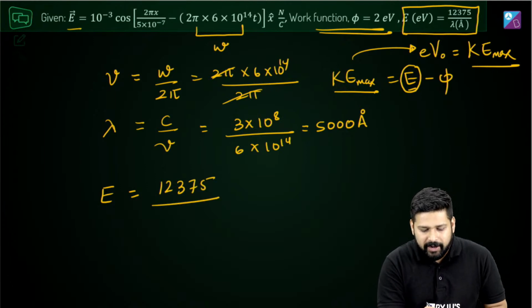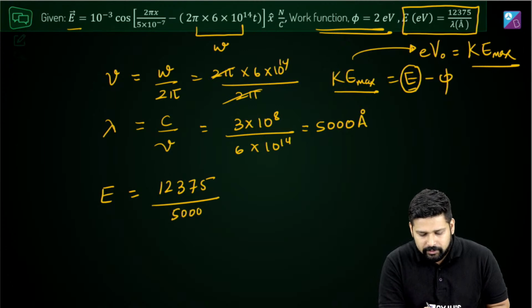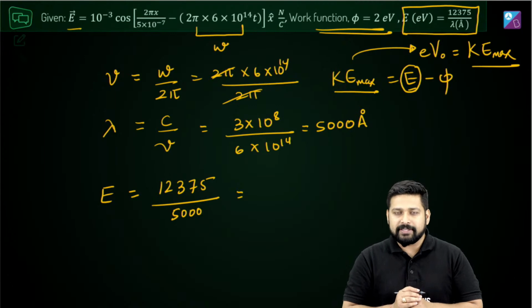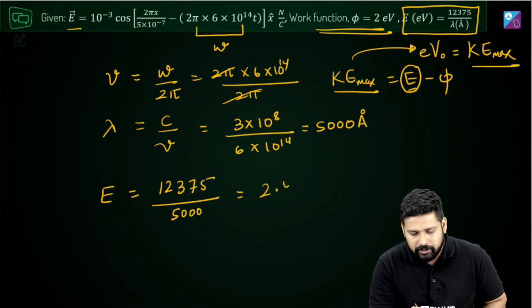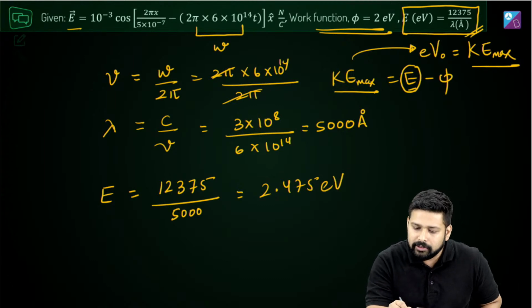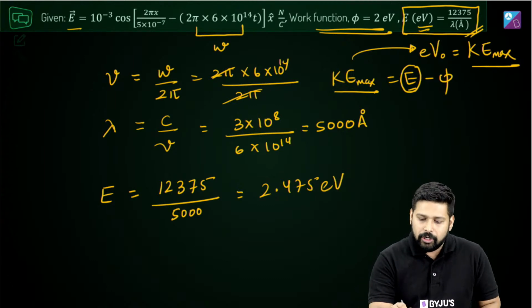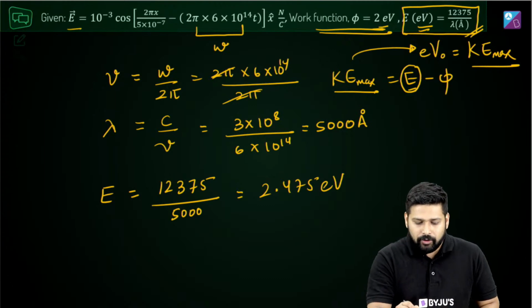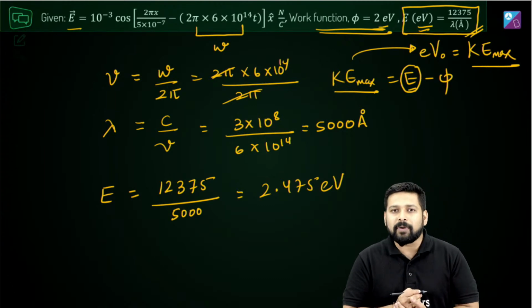12375 divided by the value of lambda in angstrom, so 5000. All right, what do you get? 2.475. 2.475 in terms of electron volts. See, this is giving you energy in terms of electron volt. So E is 2.475. Work function is 2 electron volts, which means maximum kinetic energy.